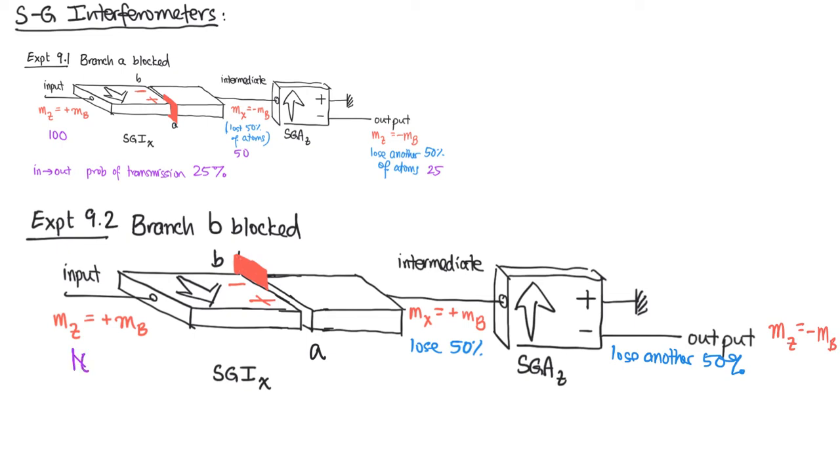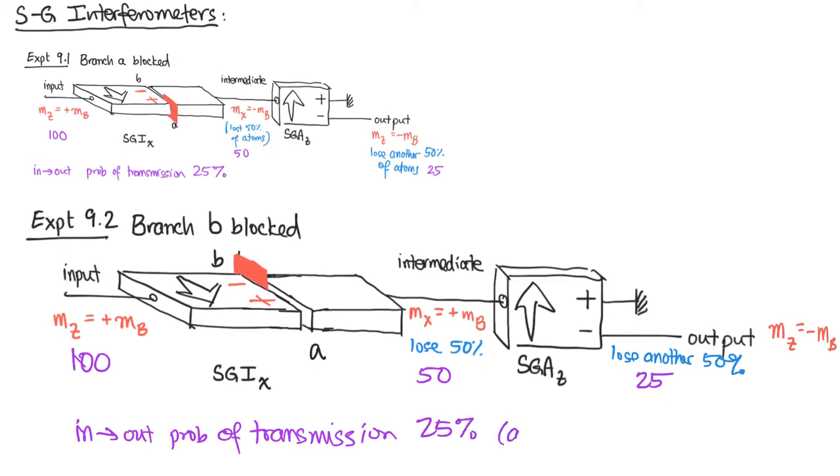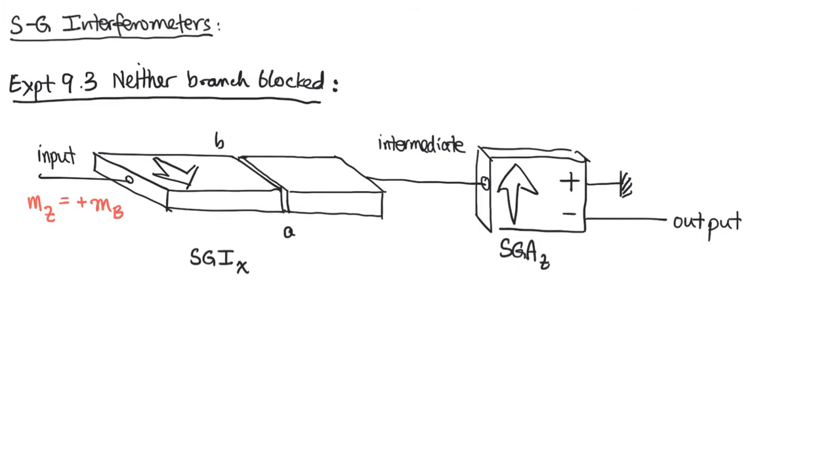So if we had, say, 100 atoms at the input, we would have 50 at the intermediate, and we'd still have 25 at the output. So the in to out probability of transmission is still 25%. So here's where things get interesting.